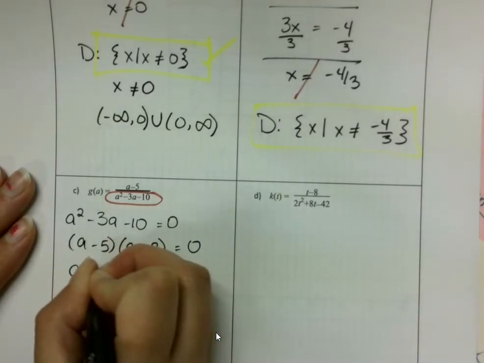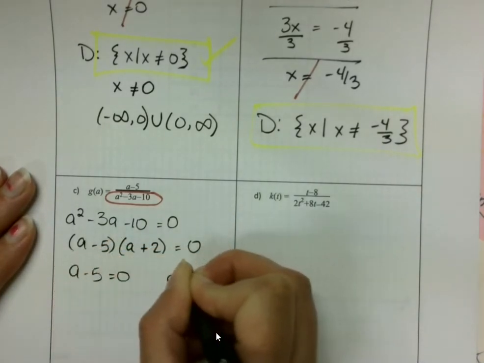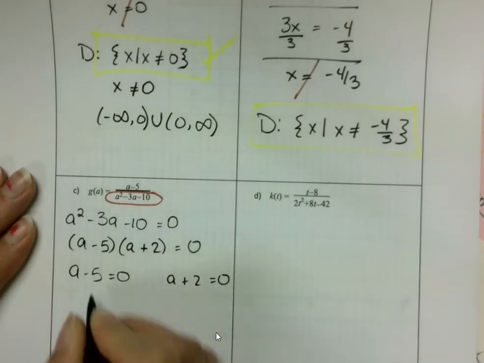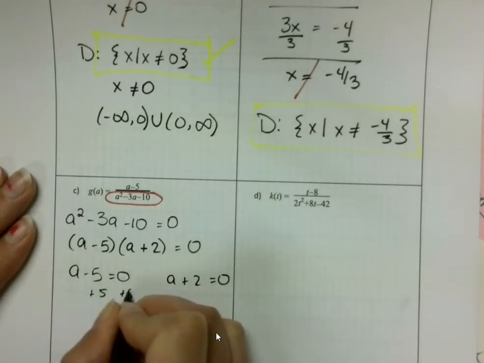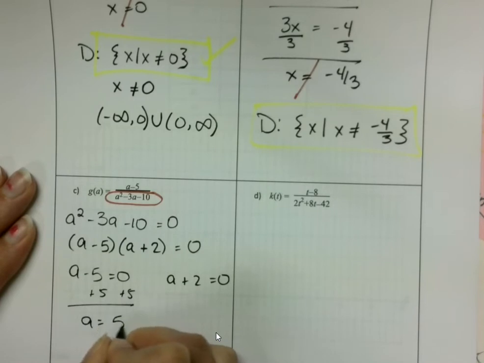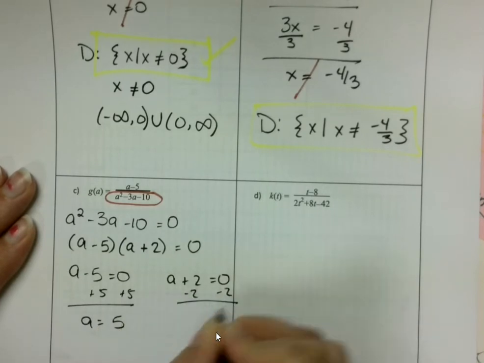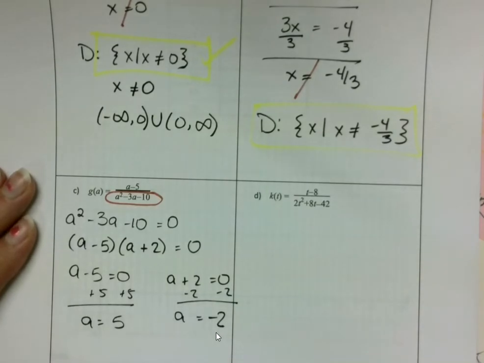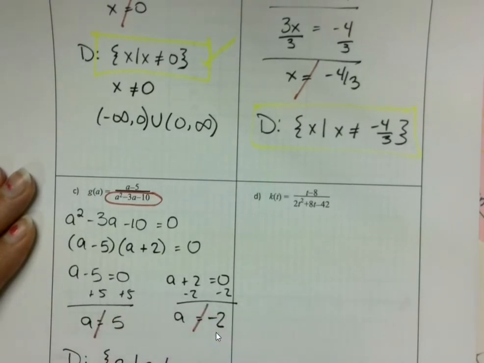So a minus 5 equals 0. Set each factor equal to 0. a plus 2 equals 0. If I add the 5 to both sides, a equals 5. And if I subtract 2 from both sides, a equals negative 2. All right. So the domain is the set of all a such that a is not equal to, and usually we'll just put those not-equal-to values back in numerical order, so negative 2 and 5.